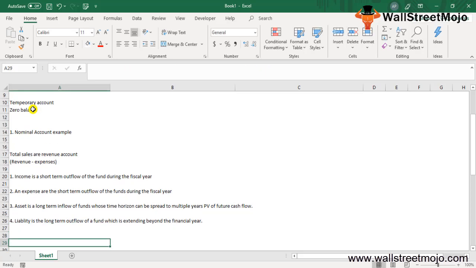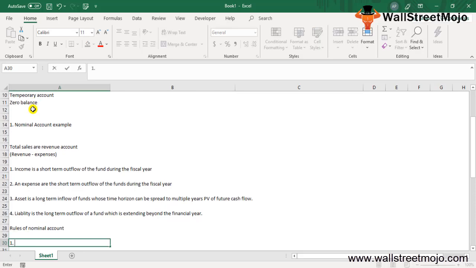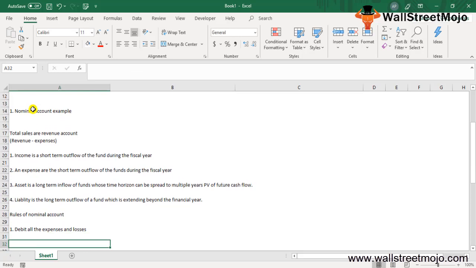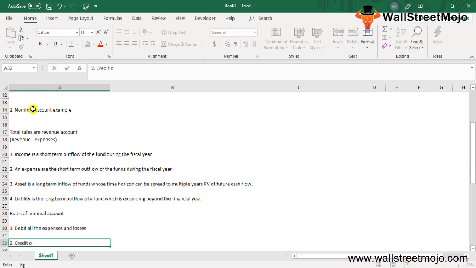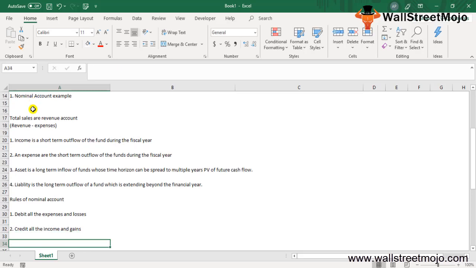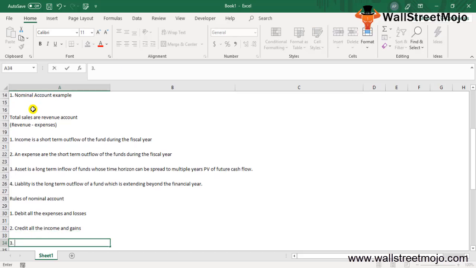Let's understand some of the rules of the nominal account. The golden rule to record any transaction in a nominal account is: first, debit all the expenses and losses; second, credit all the income and gains. Let us understand the rules of the nominal account with the help of an example.